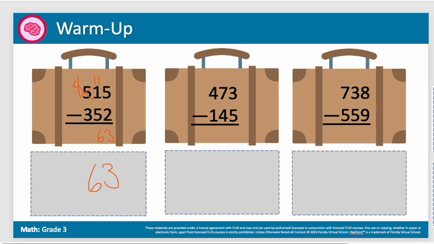Next, I'm going to have 4 groups of 100 take away 3 groups of 100, which is 1 group of 100. So I'm going to be getting 163. All right, let's go ahead and move over to my next problem. I have 3 groups of 1s take away 5 groups of 1.